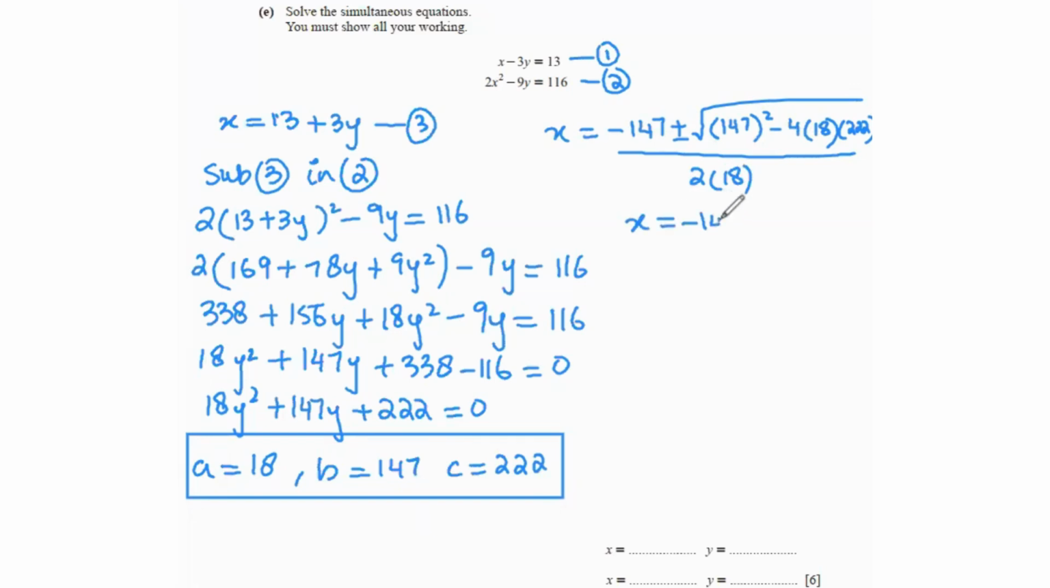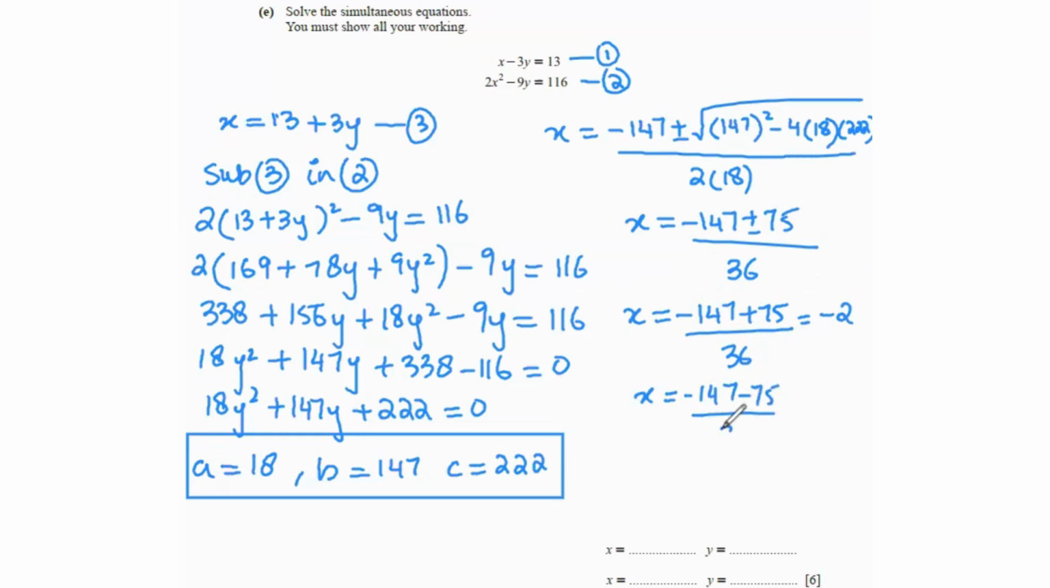That's going to equal negative 147 plus or minus 75 over 36. So one value is going to be negative 147 plus 75 over 36, which equals negative 2. And the other one is going to be negative 147 minus 75 over 36, which equals 6.16 recurring. This is y, not x, to avoid the confusion. These are our y values.